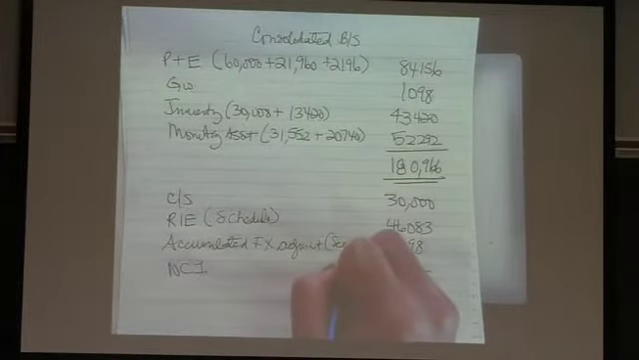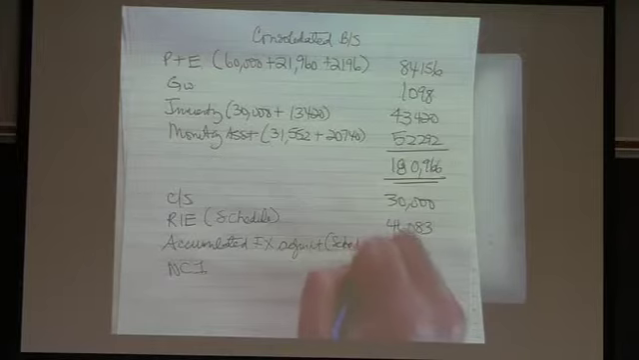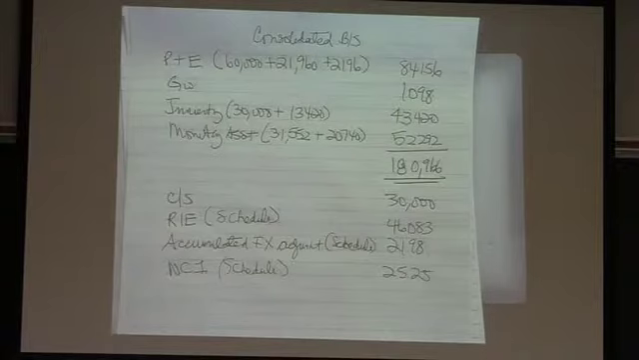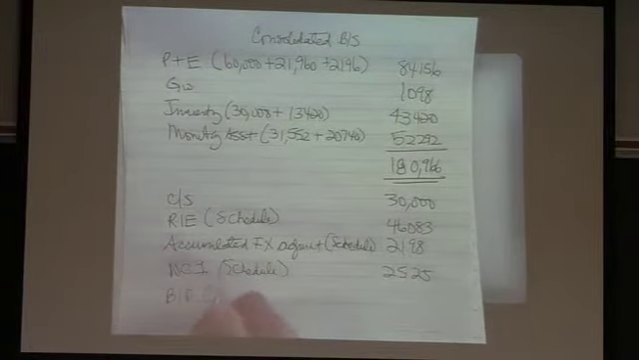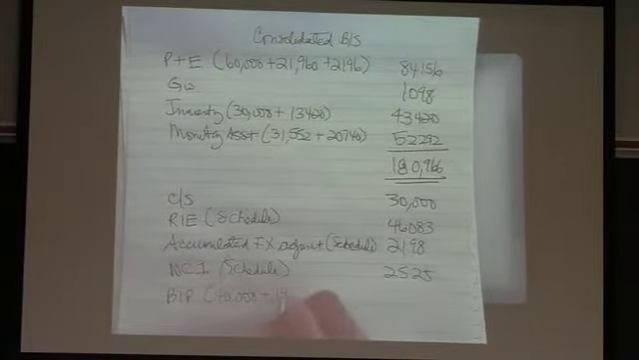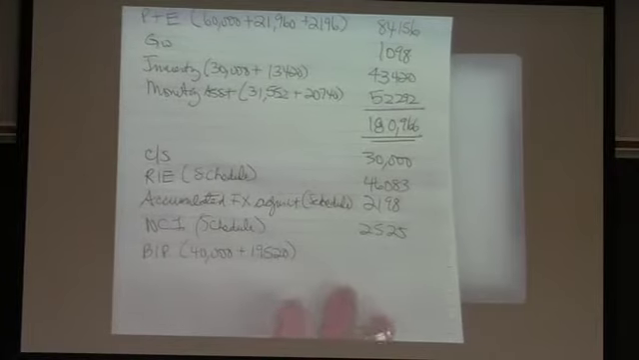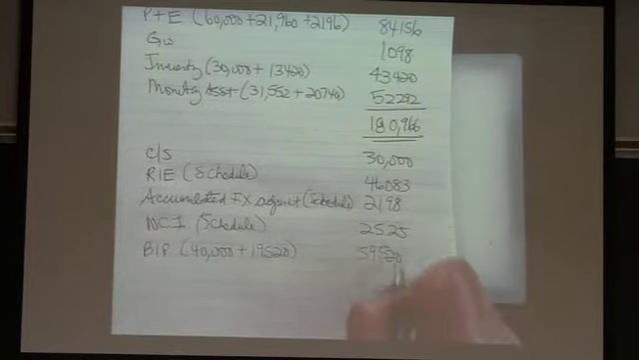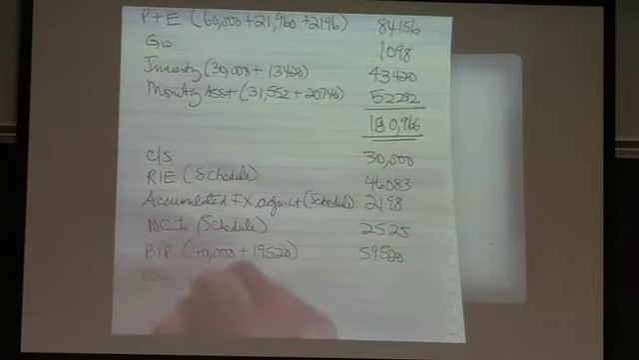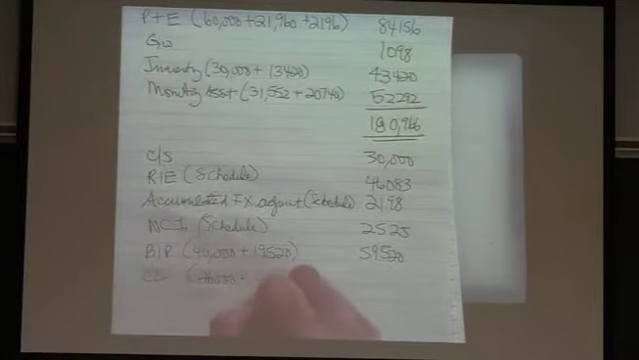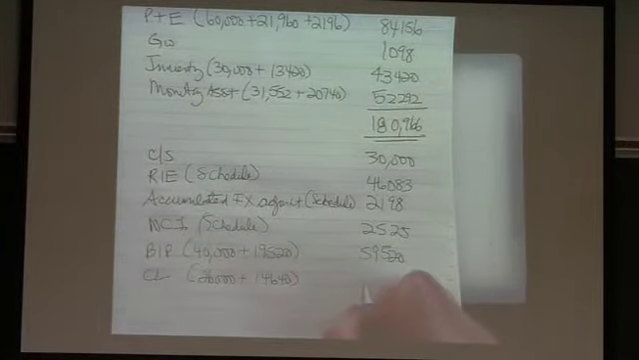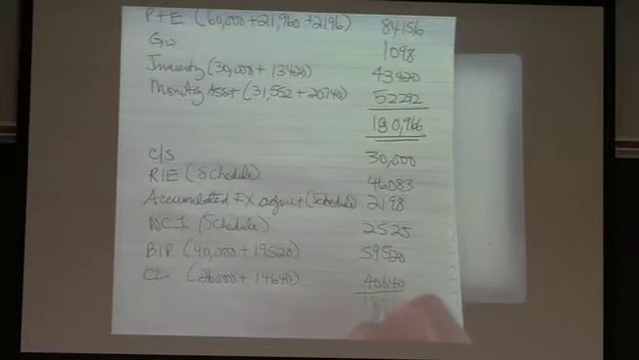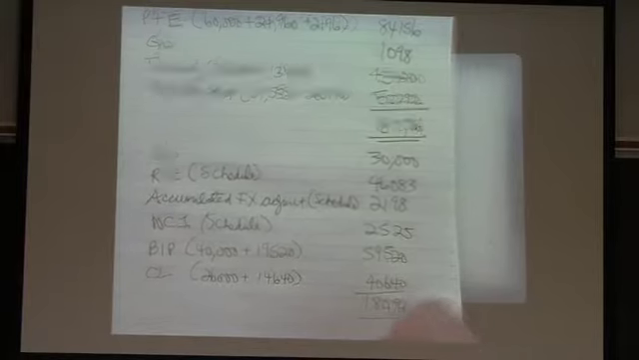Schedule, I'll put the word schedule here. Bonds payable is 40, parent plus S companies. And current liability is parent plus S company. That gives us 180,966.